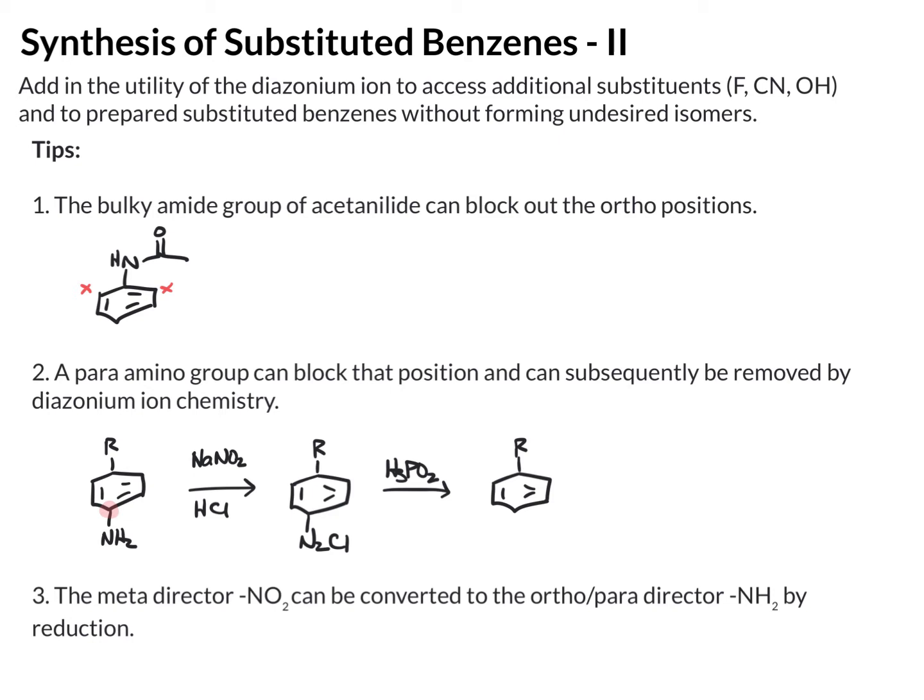The other thing to keep in mind in terms of directing group abilities, because a lot of times we're dealing with nitrogens, remember that nitro is a meta-director. So if you need to direct a group meta, do it while the nitro is on the ring. But that nitro group can easily be converted to NH2 by a reduction, and NH2 is an ortho-para director. So when you're adding groups, do it at the appropriate time with the appropriate group on the ring.